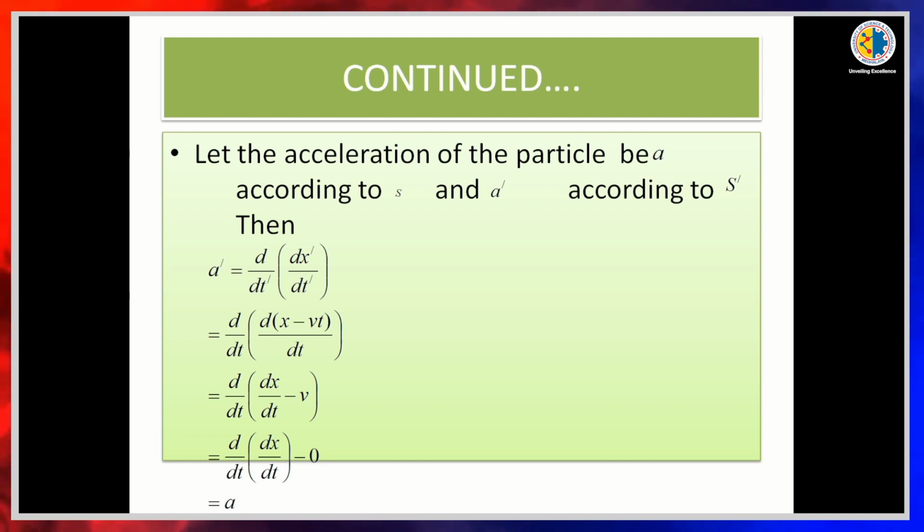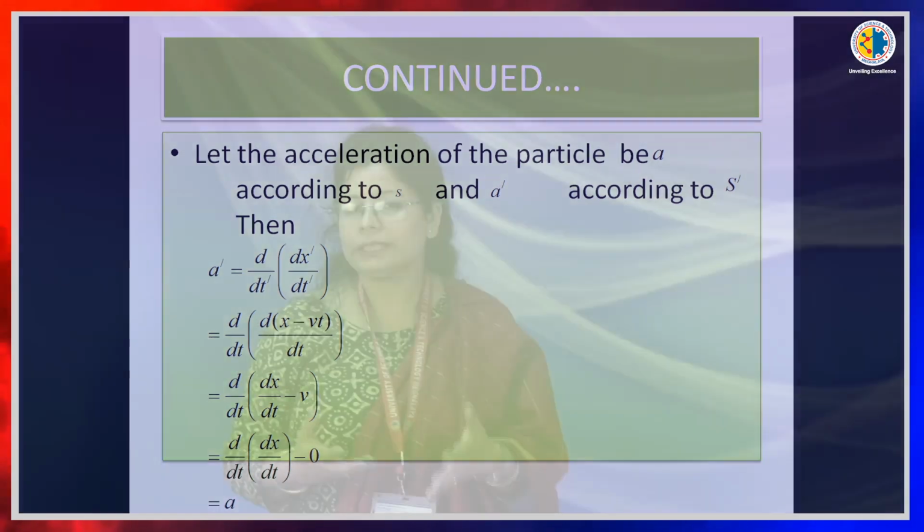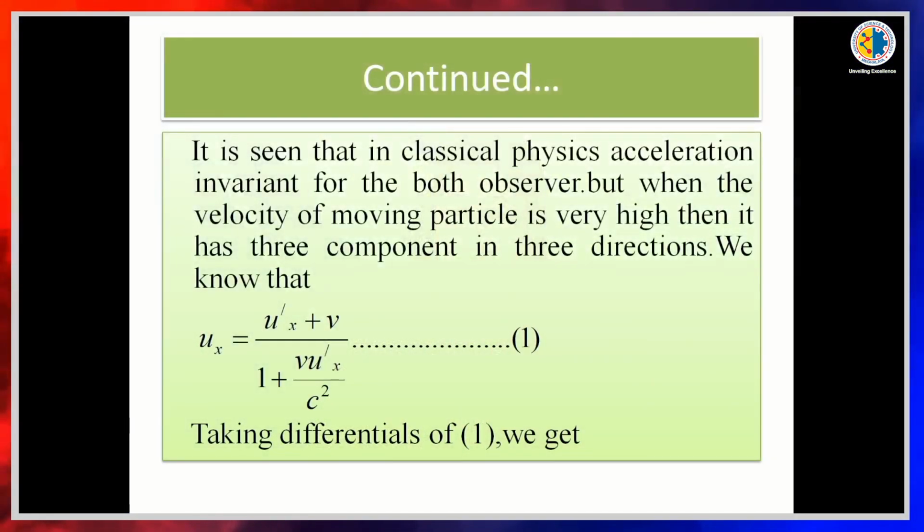So, we get that a dash is equal to a, that means acceleration is invariant, the same under the Galilean transformation equation. It is seen that in classical physics acceleration is invariant for both observers, but when the velocity of the moving particle is very high, then it has three components in three directions.